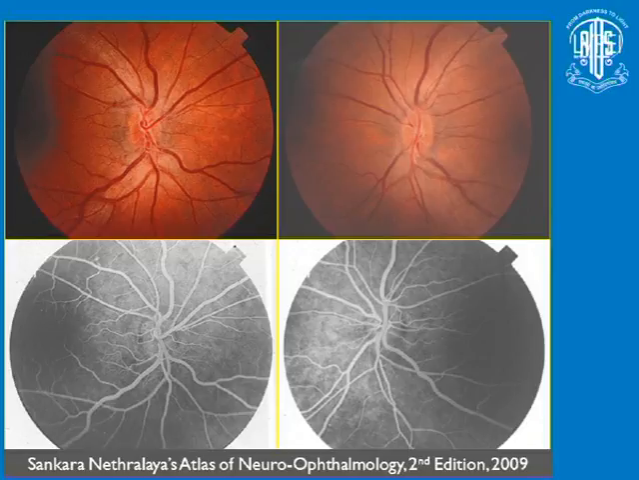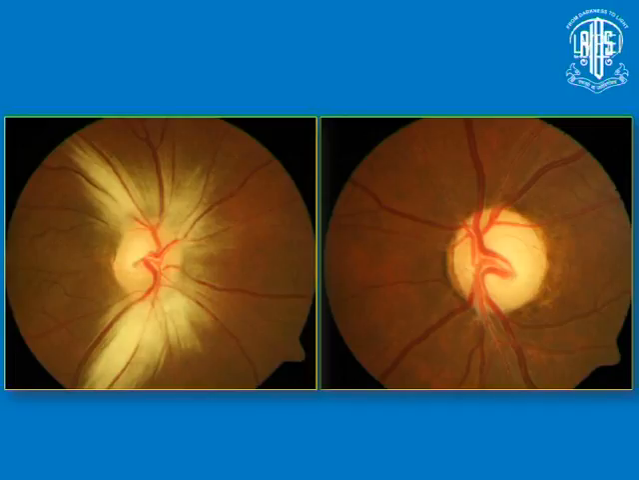Another case of pseudo disc edema. Middle-aged man, the neuroretinal rim looks pale, but these are myelinated nerve fibers. This is not swollen axons. These are all examples of pseudo disc edema.